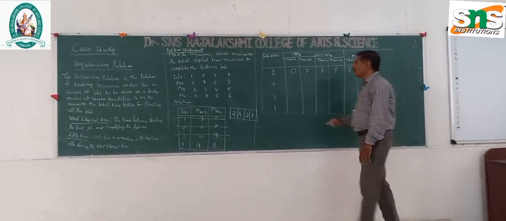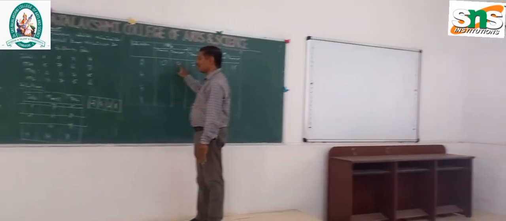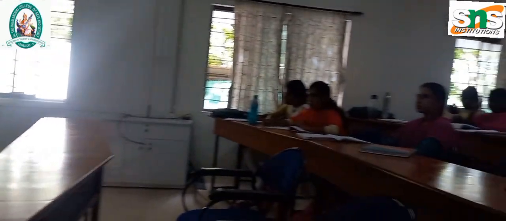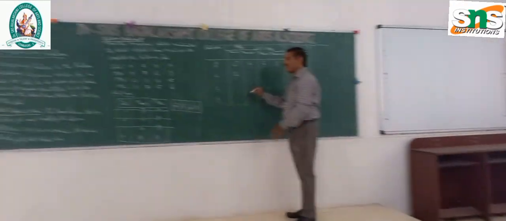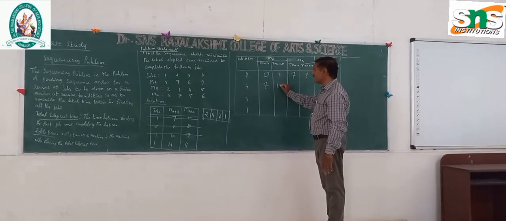Okay. Now the fourth job will start after 7 hours. Here we start at 7 hours. Then when you complete the fourth job on machine 1, 9 hours. Already we have 7 hours, so 7 plus 9 is 16.